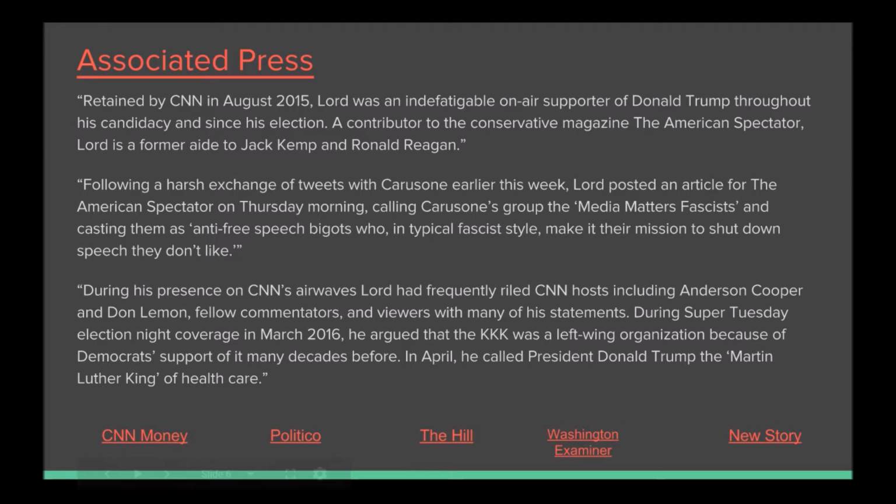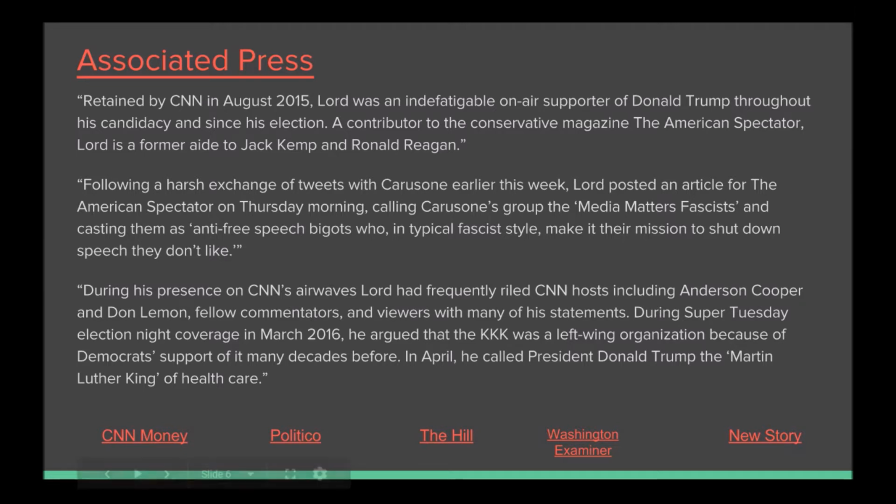Here you can see the Associated Press has added some context about Lord's tenure on CNN. He was hired as an on-air supporter of Donald Trump. He used to work for Jack Kemp and Ronald Reagan. He was having a Twitter conversation with the Media Matters president earlier this week, and he called Media Matters fascists and anti-free speech bigots. They also had some context about his time on CNN. He frequently riled CNN hosts, including Anderson Cooper and Don Lemon, fellow commentators, and viewers with many of his statements. He also called the KKK a left-wing organization and referred to Donald Trump as the Martin Luther King of healthcare. So that's one news organization's coverage of Jeffrey Lord's firing.